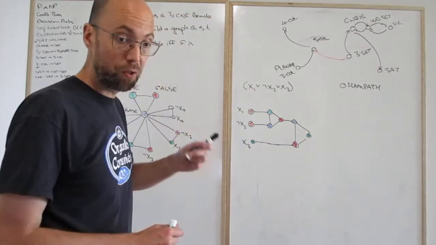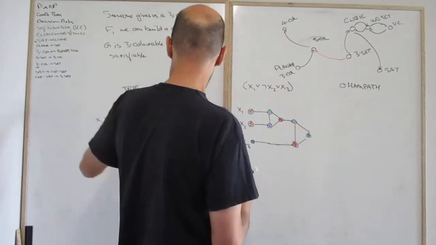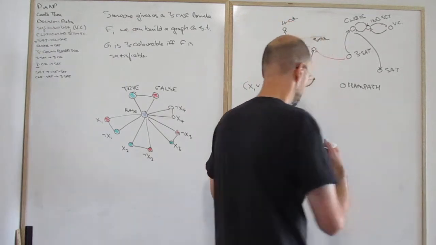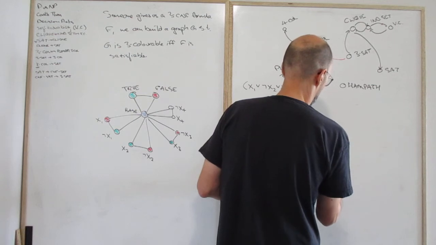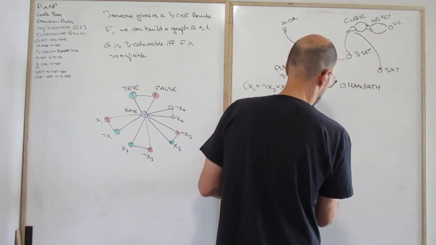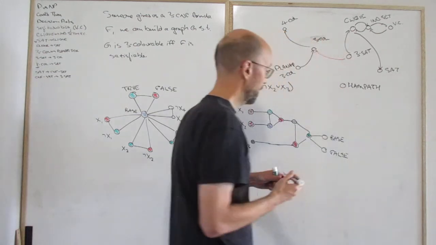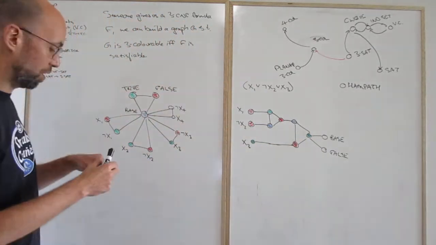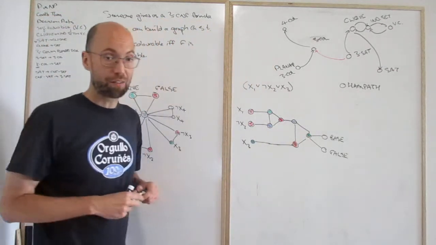So then what we do is we take this and we connect it to the base vertex, and we also connect it to false. So that's saying that for this graph to be 3-colorable, this has to be the same color as true.